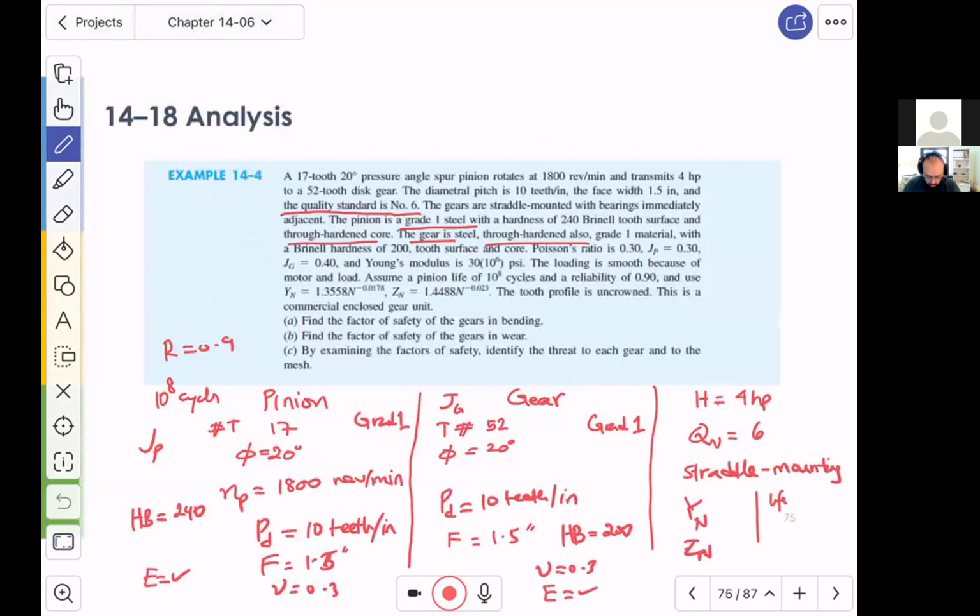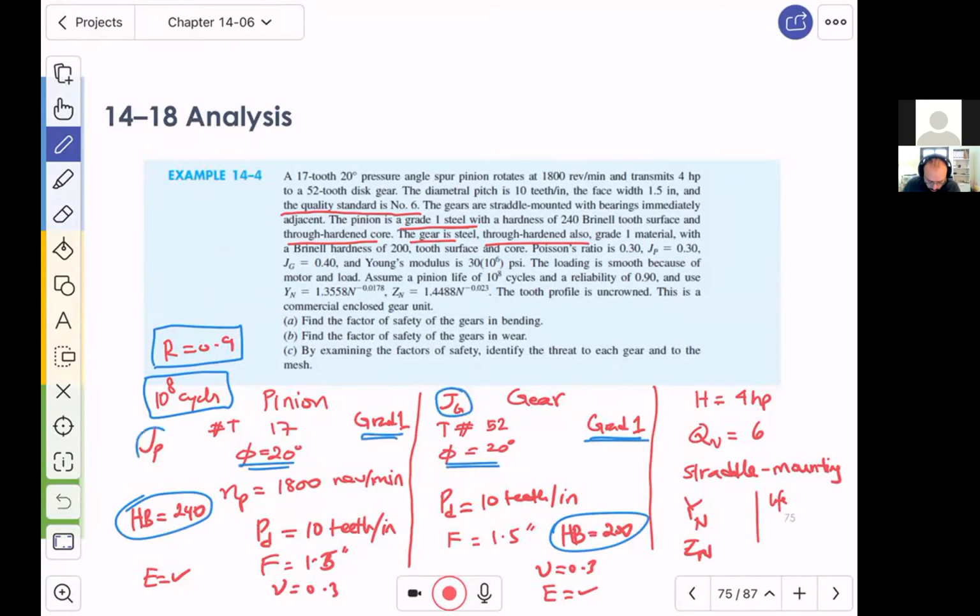these are the information. Just to remind you, we want a reliability of 0.9. The pinion has a life of 10 to the power 8. The hardness for the pinion was given to us, as well as the hardness for the gear. And we were told that these are grade 1, both of them. This is a spur gear with a pressure angle of 20. J, the geometry factor for both, were given. The number of teeth are also given for both of them. We know the RPM for the pinion.